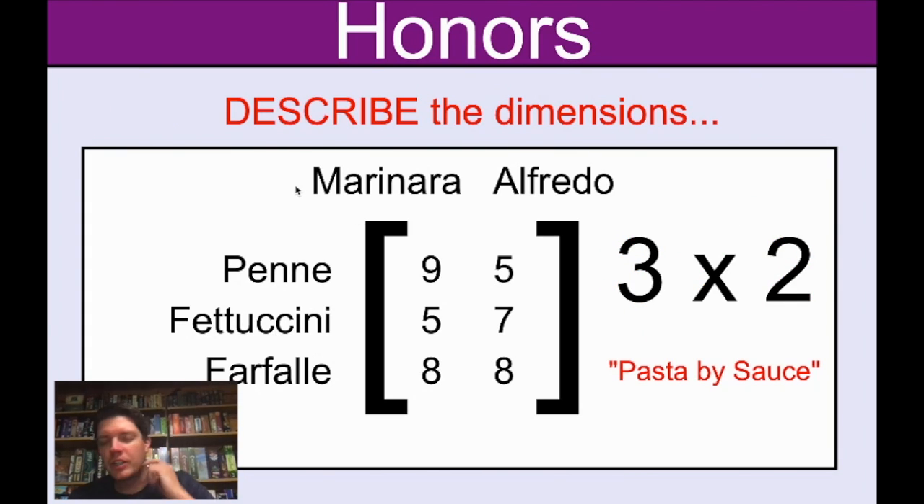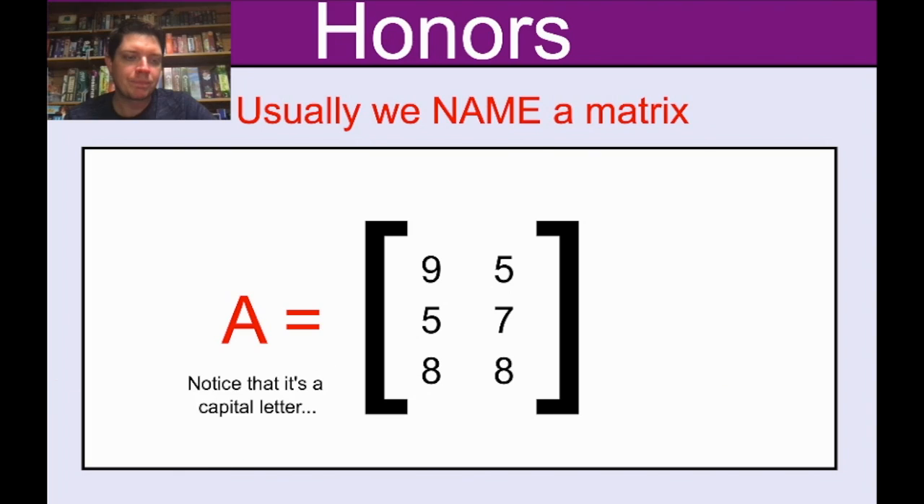You could also describe the matrix with words. We could say this is a pasta by sauce matrix. Not super common, but only because labels aren't all that common in a matrix since, like I said, we're going to eventually drop those labels. But that's an option. Now, this is going to be really important: when we talk about a matrix, it will almost always have a letter.